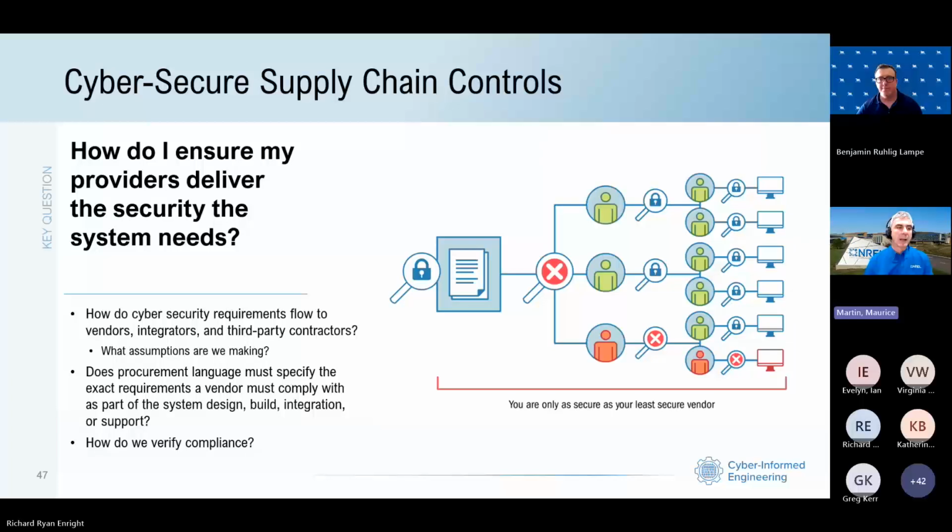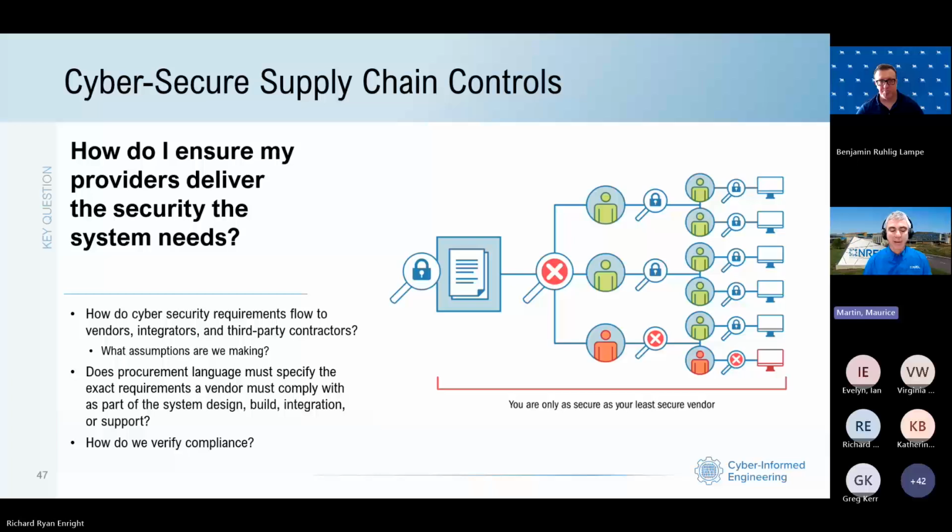Cyber secure supply chain controls. And this is really about getting your vendors on board with the idea of CIE, asking them to include engineering-based protections in their devices. Your effort to implement CIE is going to be a lot easier if your vendors have already done that for their devices. Otherwise, you have to go in and kind of do your own reverse engineering and thinking about how different devices might go off the rails.